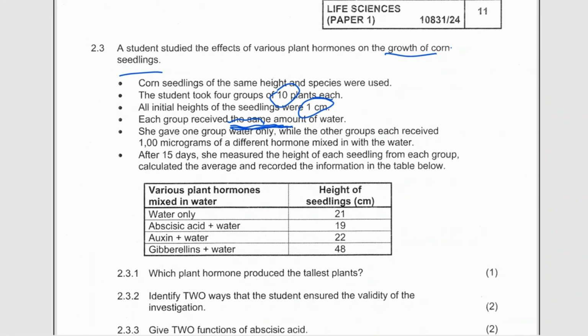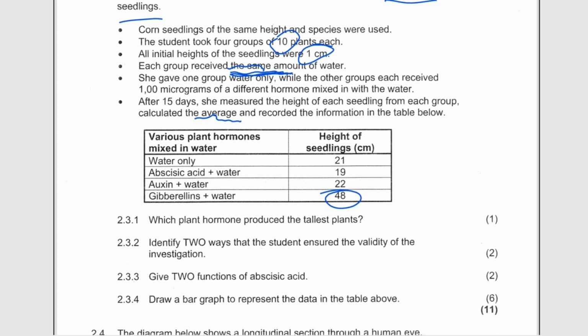The number in each group is 10, not 8. Same number. So those things of sameness matter. After 15 days, for each group, calculate the average. So the average increases the reliability. Okay, which plant hormone produced the tallest plant? This is the height. So we see that it's gibberellin which did that. So the answer is gibberellin.